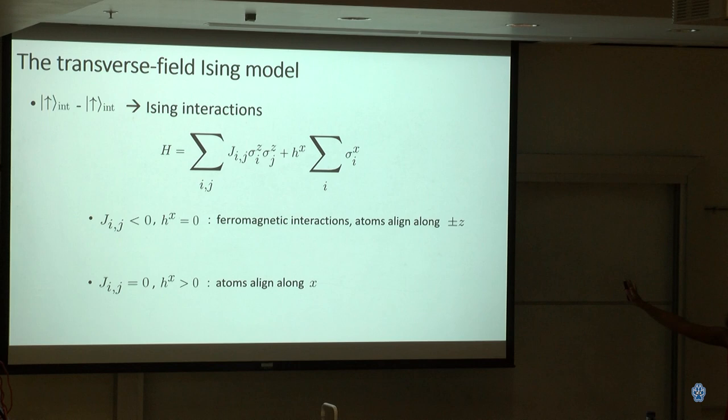This is a very famous model. It's called the transverse field Ising model. And it's actually one of the simplest canonical models for looking at a quantum phase transition. So there's lots and lots of great literature on it if you want to read about it.